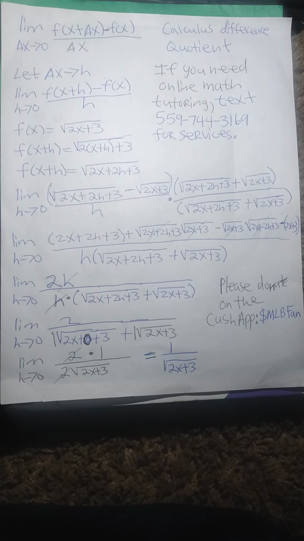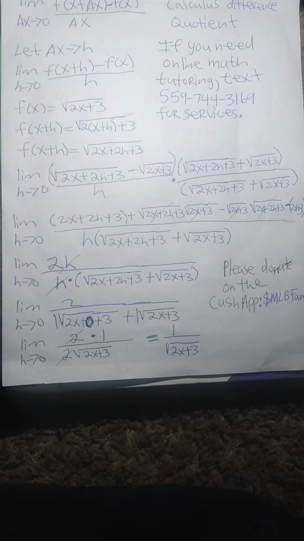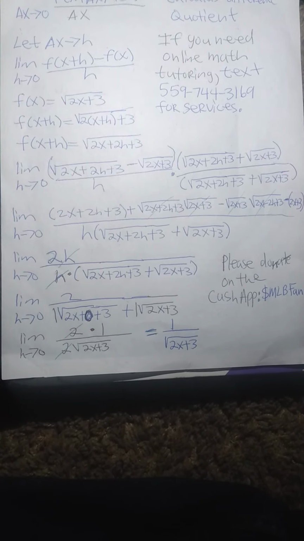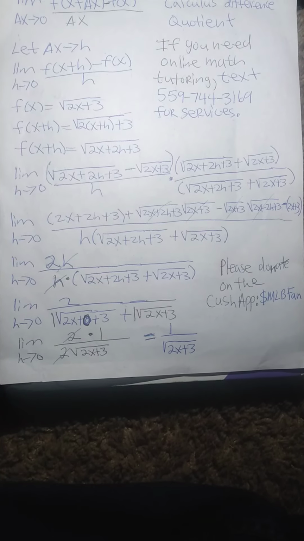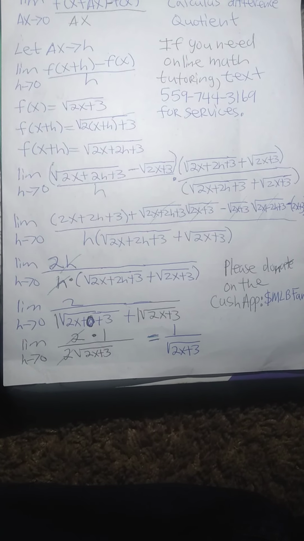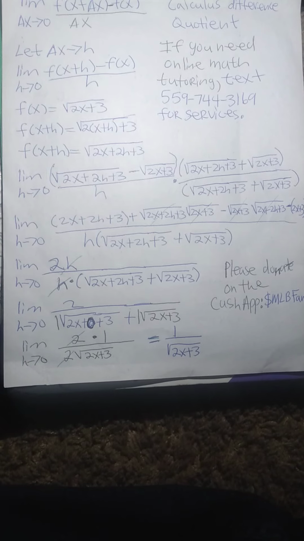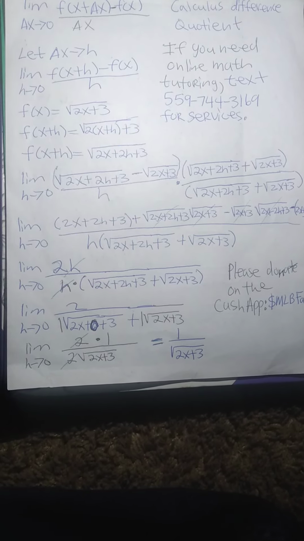So now the limit as h goes to 0 of the square root of 2x plus 2h plus 3 minus f of x, which is the square root of 2x plus 3, all divided by h. Now we must rationalize the numerator. So we need to flip the sign in the middle when multiplying.